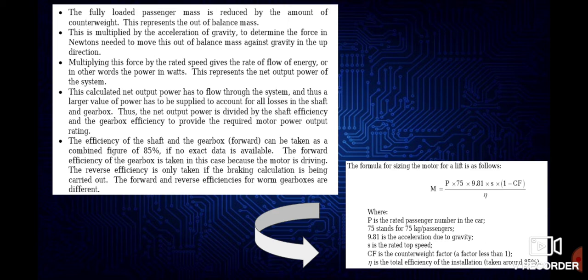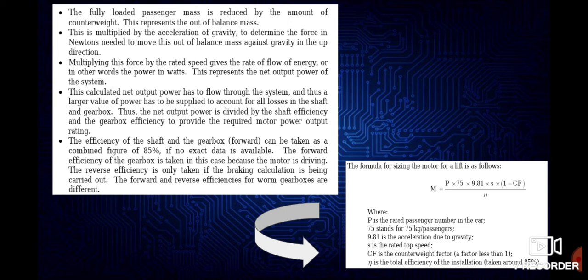The calculated net output power has to flow through the system, and thus a larger value of power has to be supplied to account for all the losses in the shaft and gearbox. So the net output power is divided by the shaft efficiency and the gearbox efficiency to provide the required motor power output rating. We are taking the efficiency of the shaft and the gearbox in the forward direction, because this is not a braking condition.